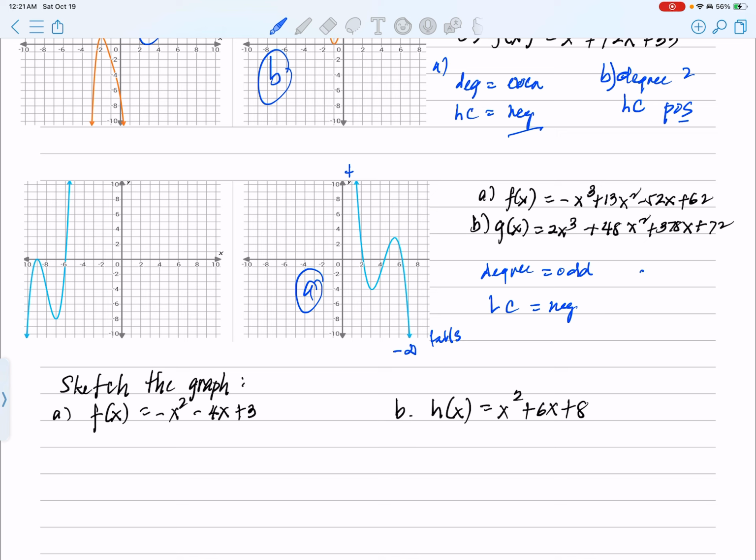Well, in graph B, the degree is odd, cubic, it's odd, and the leading coefficient is positive. All right. So what does a positive mean? Here is a positive infinity for the right. And then it falls on the left. So this is graph B.